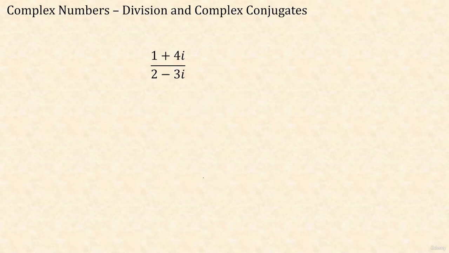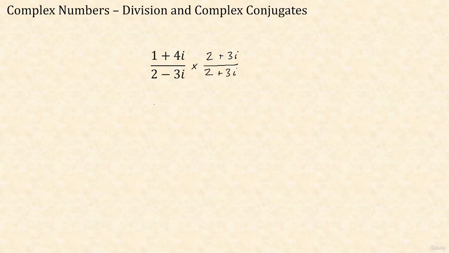If you're feeling confident, have a go at this one on your own. It's really the same thing. We multiply top and bottom by the complex conjugate, which is 2 plus 3i. We expand. We expect the bottom to be a real number. The numerator can be any complex number.